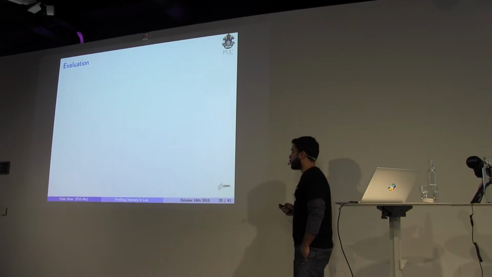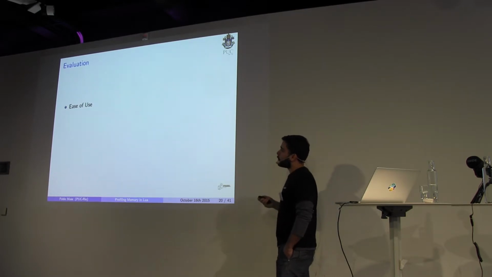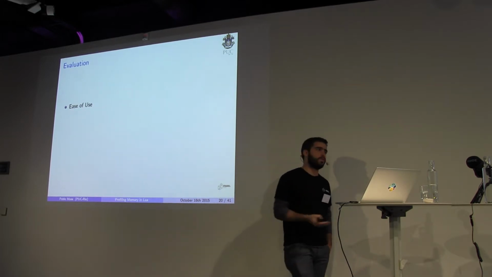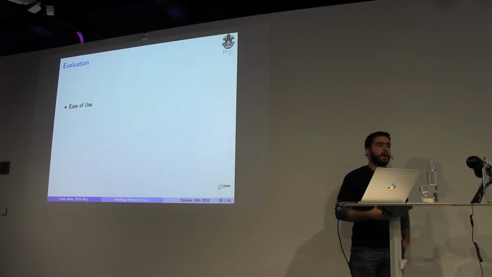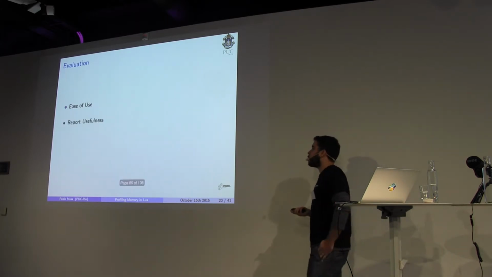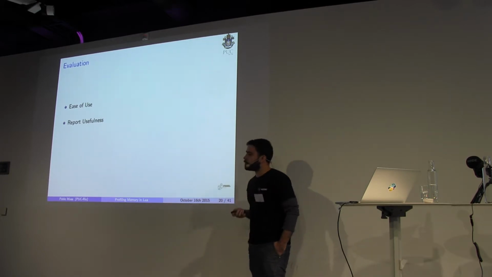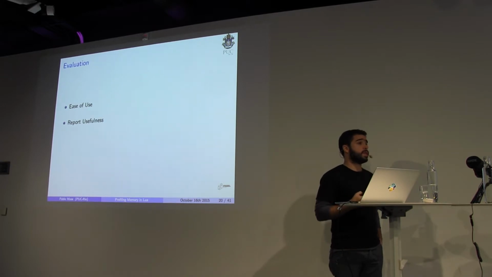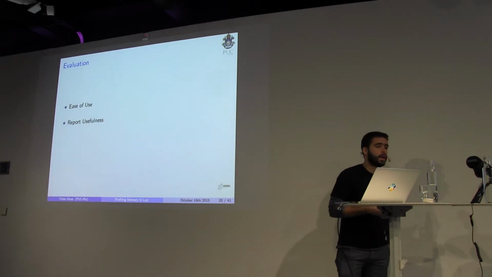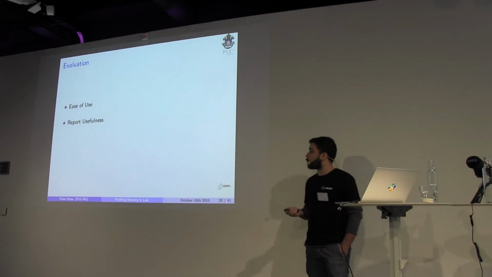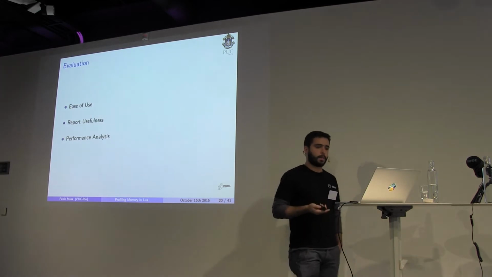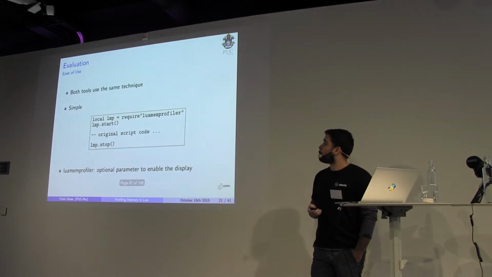So how was the evaluation done? The first thing that I was evaluating was the ease of use: how easy it is to use the library and how much you have to change your program or project to use it. The second thing was the report usefulness, which is how useful the report is in terms of finding memory problems and really understanding the report. And finally, the performance analysis. What's the overhead that it imposes?